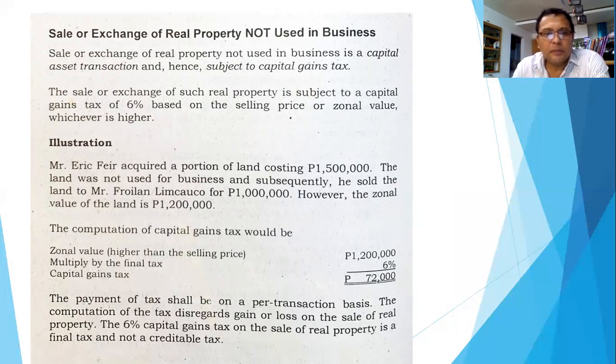So despite there's a loss, if you deduct the cost from the sale proceeds, 1.5 minus 1 million, there's a loss. But still, it is subjected to capital gains tax. It's an irony, no? There's an irony because even though there's a loss, there's still a capital gains tax, even though there is a capital loss. Understand?